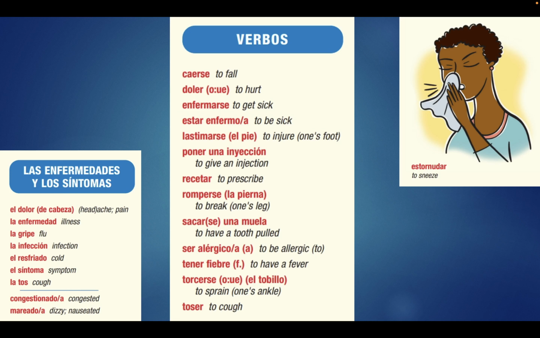La tos, the cough. And then to say that you're congested, we say congestionado. Or you're dizzy, mareado. Mareado can also mean nauseated as well, in addition to dizzy. So these are some various words you see. Let's just take a moment and practice saying these out loud as well, and give you some pronunciation practice. So repeat after me, por favor, repitan.